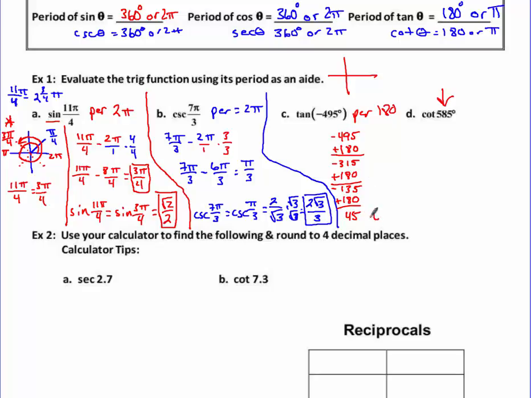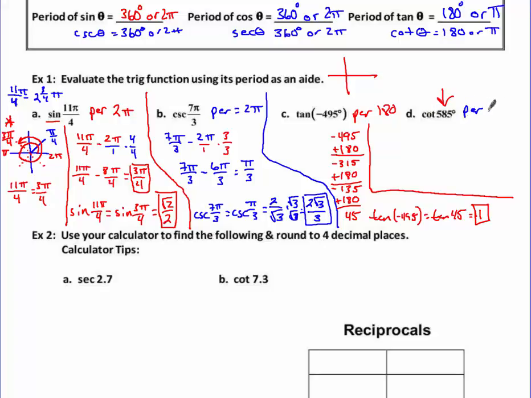So the tangent of negative 495 equals the tangent of 45, which from our unit circle is 1, because it's the sine over the cosine or the y over the x, and since you have the same values at 45 degrees, that makes the tangent be 1. All right, last one, cotangent of 585.